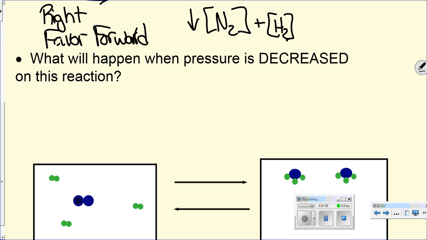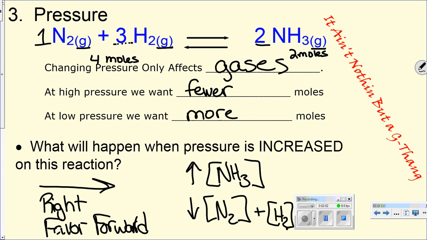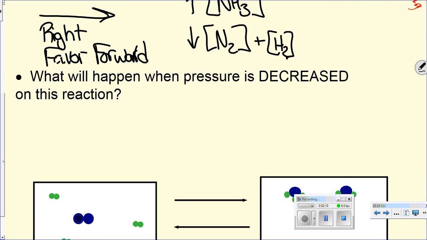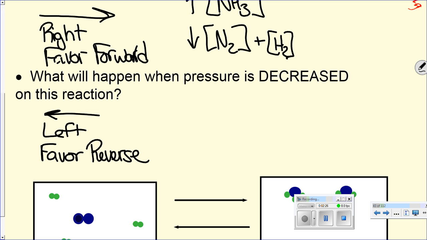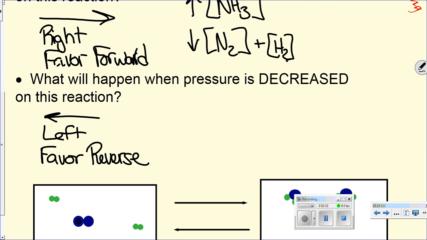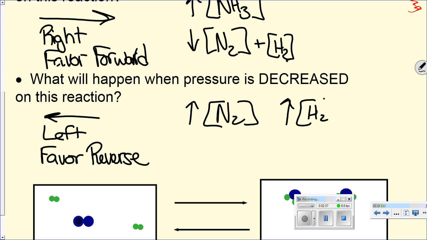On the other hand, when we decrease pressure on this reaction, it's like we allow things to spread back out. So we don't need things all shoved together in only 2 moles. We're able to have 4 moles to take up that space. Gases like to spread out as much as they can. So if we decrease our pressure on this system, we're going to favor going in the reverse direction. So we're going to shift to the left. We are going to favor our reverse reaction. And when we do this, we're now favoring stuff that's on the left, which is N2 and H2. So we're going to have an increase in N2 and an increase in H2, and a decrease in NH3.